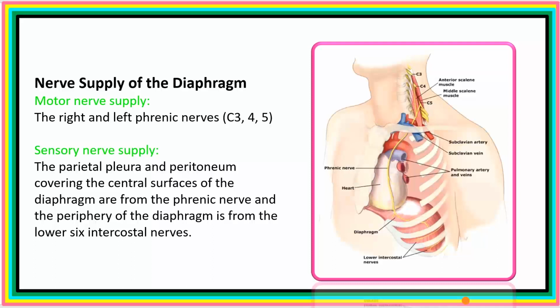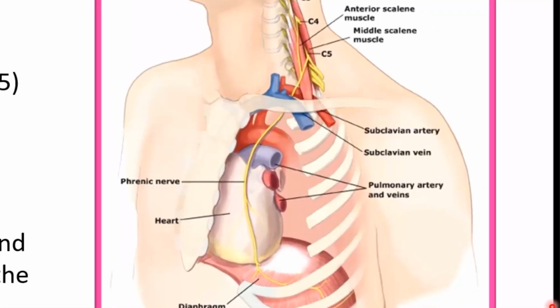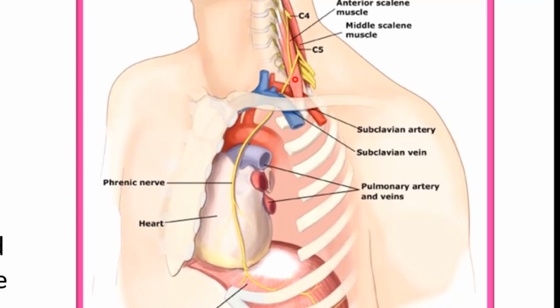Nerve supply of the diaphragm. The diaphragm is supplied by the right and left phrenic nerve. For sensory innervation, the parietal pleura and peritoneum covering the central surfaces of the diaphragm are from the phrenic nerve, and also the periphery of the diaphragm is supplied from the lower 6 intercostal nerves. In this illustration, we can see the phrenic nerve running down to supply the various parts of the diaphragm.